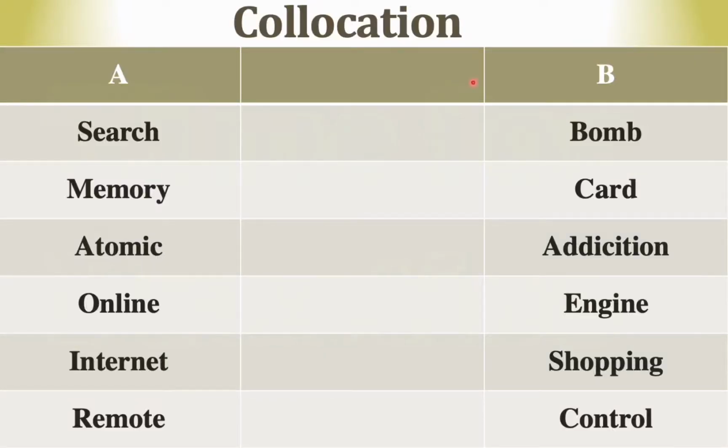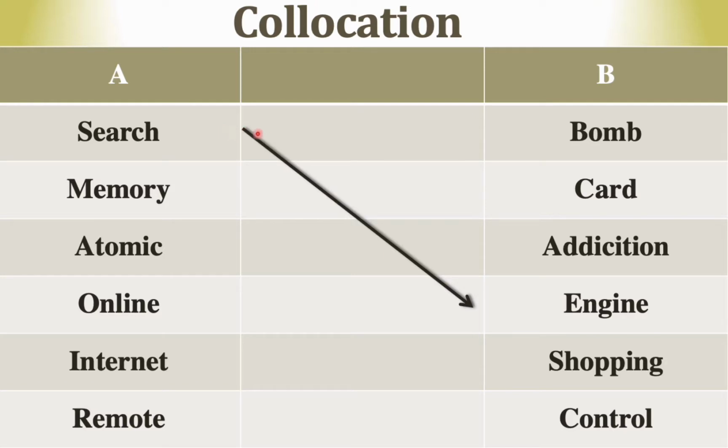Time for practice. Here we have some collocations. We have A and B. In A we have search, memory, atomic, online, internet, remote. We have bomb, code, addiction, engine, shopping, and control. What we need to do is a matching. Let's start with number 1. For example, search. Do we say search control or search shopping or addiction or what? Good. We say search engine.